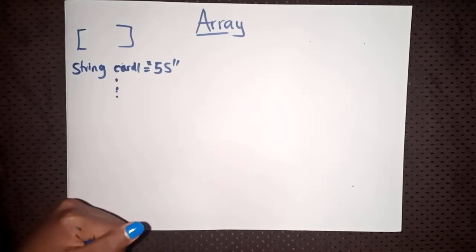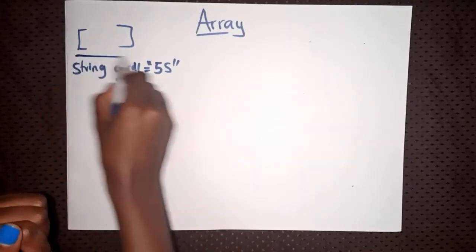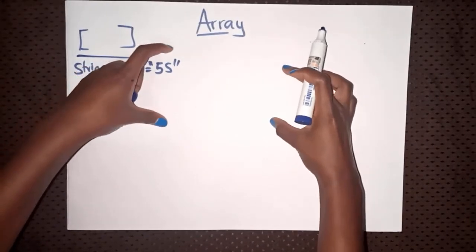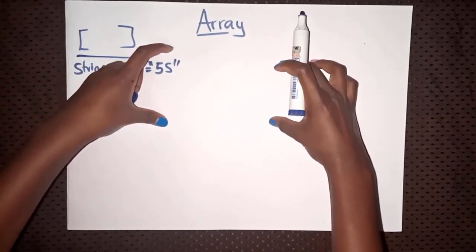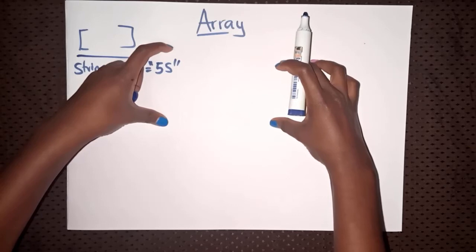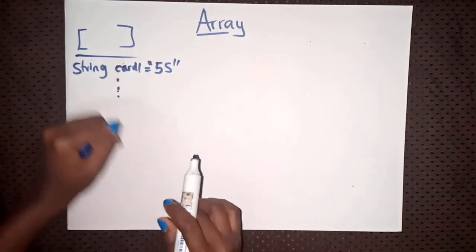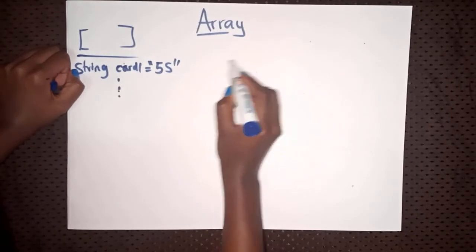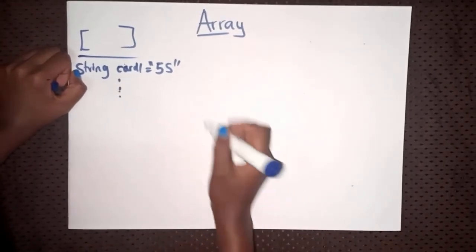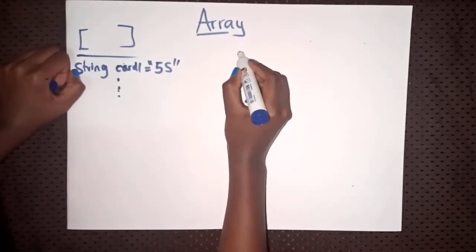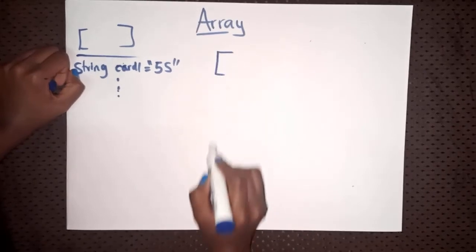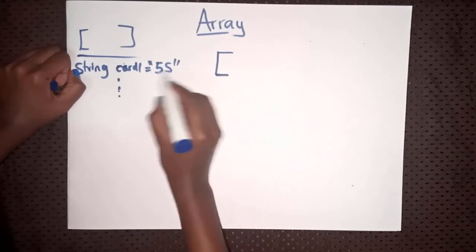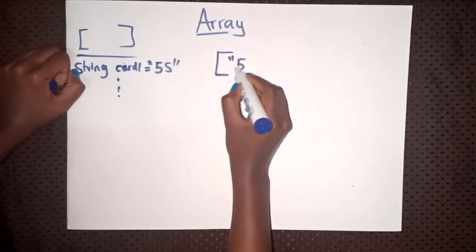So there's something that is called an array, which allows us to store related data of the same data type together in most programming languages. So you have string cards, and this will be an array. This is mostly the symbol of an array. You just have your cards: 5s.